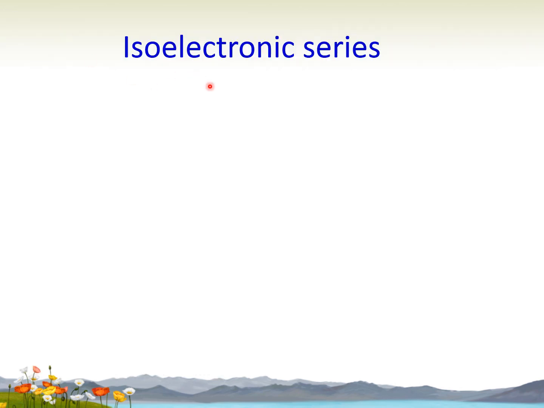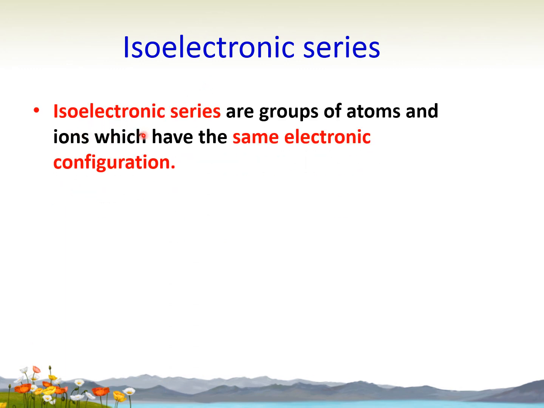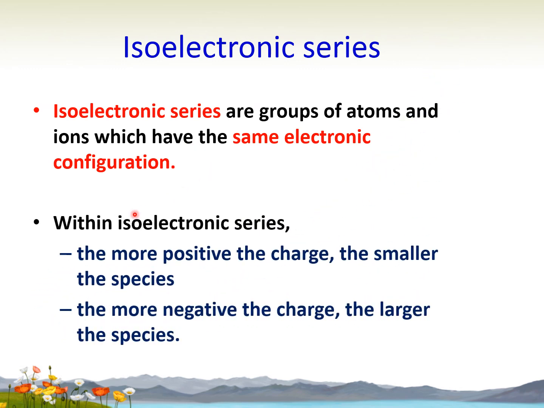Isoelectronic series. Isoelectronic series are groups of atoms and ions which have the same electronic configuration. Within the isoelectronic series, the more positive the charge, the smaller the species. The more negative the charge, the larger the species.